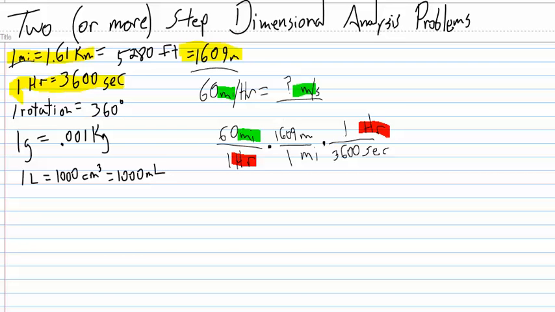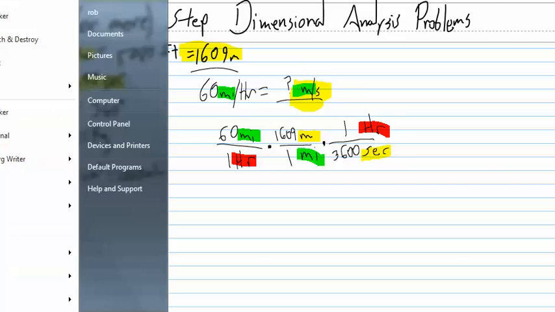Okay, so what can we cancel out here? Let's make sure that we're all good. So we've got miles on top and bottom. We've got hours on top and bottom. So what are we left with? We are left with meters and seconds. And meters per second is what we wanted. So we are all set to go. So let me do this problem here. We'll open up the calculator. And let's see, where is it, calculator?